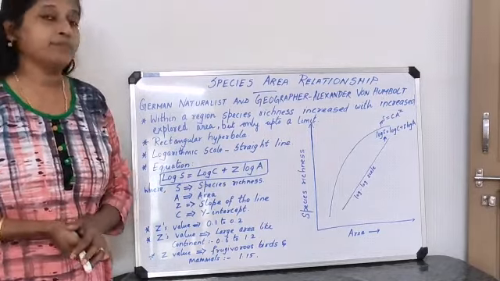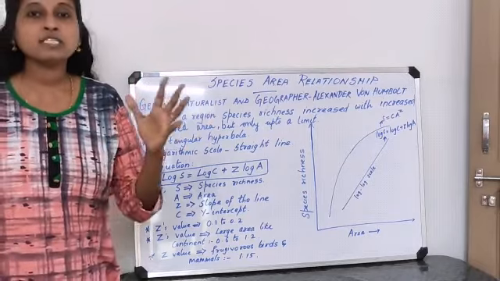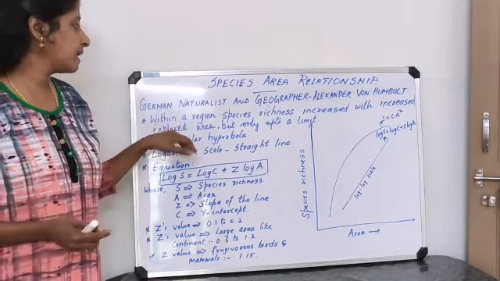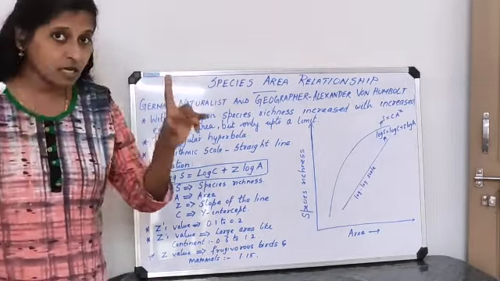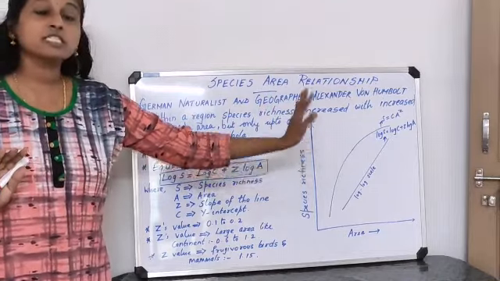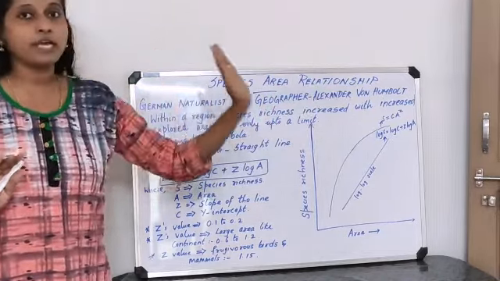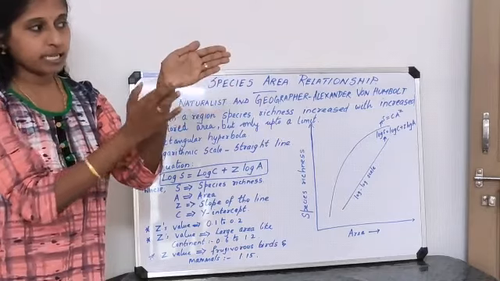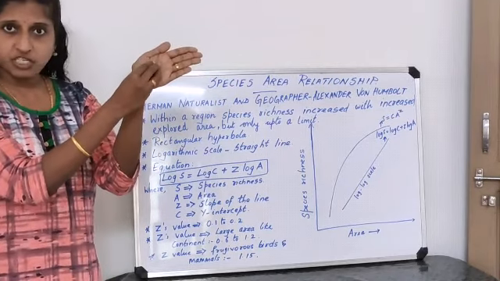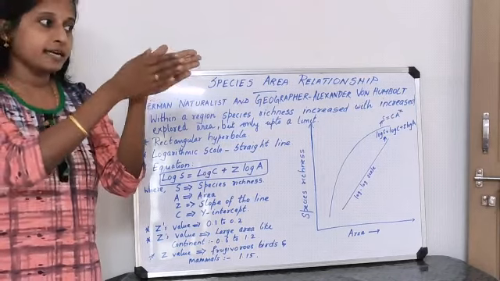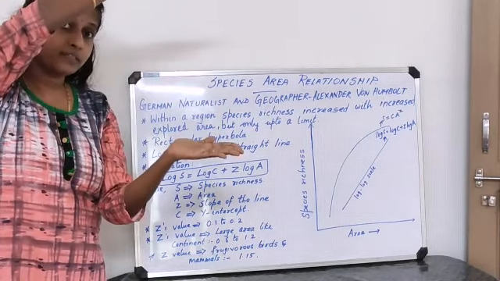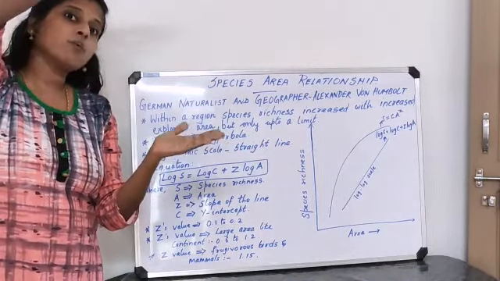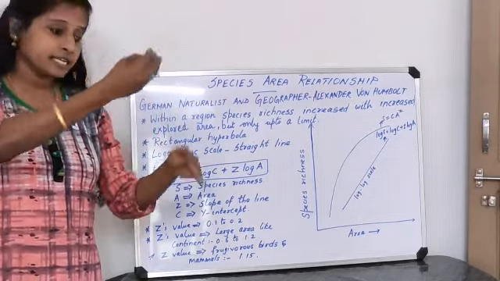According to him, how does the biodiversity of the species vary with the region? Listen, what he is saying is that within a region, species richness increased with increased explored area. For example, I am considering this was the area. Here some species were there. Now I am increasing the area, I am increasing it to higher, like this. Now the area is this much. In this much area, the number of species increased.